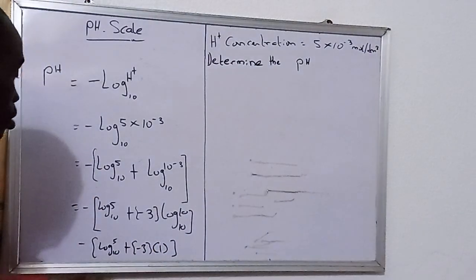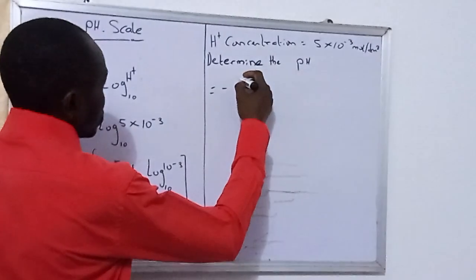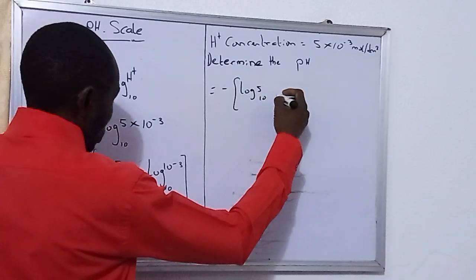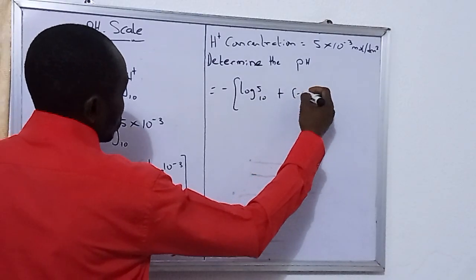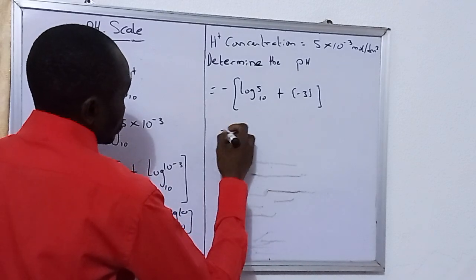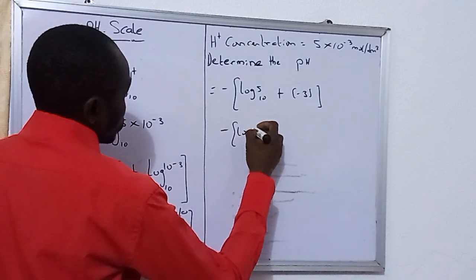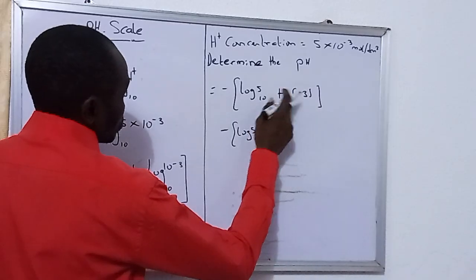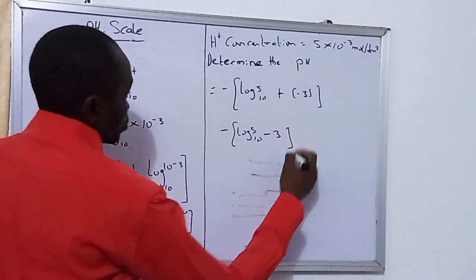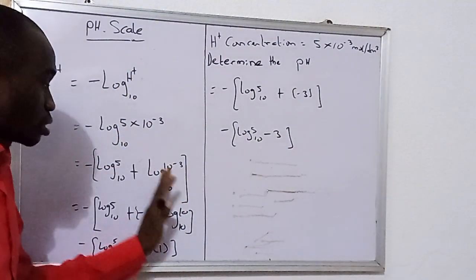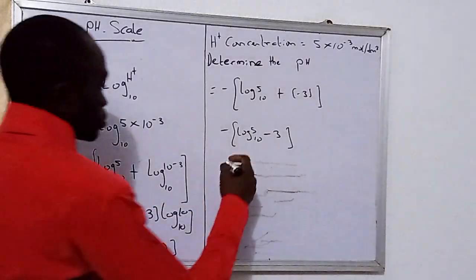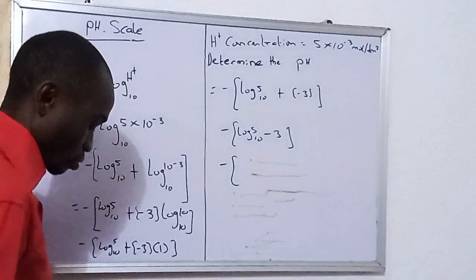So what do we have? We're going to have something like this: minus log 5, then minus 3. I'm still working arithmetically: plus times minus is going to go as minus 3. So we are done with the right part. Let's go on with this. We're going to have our log of 5. So what is log of 5?